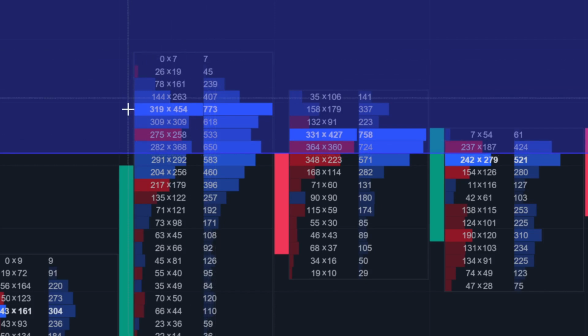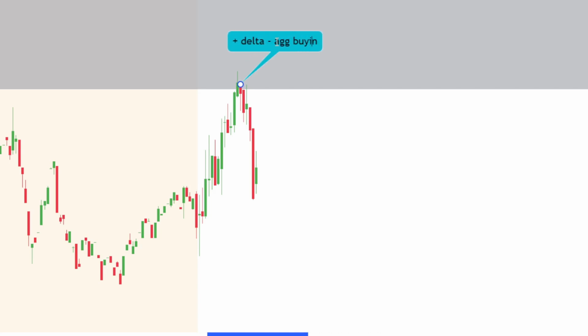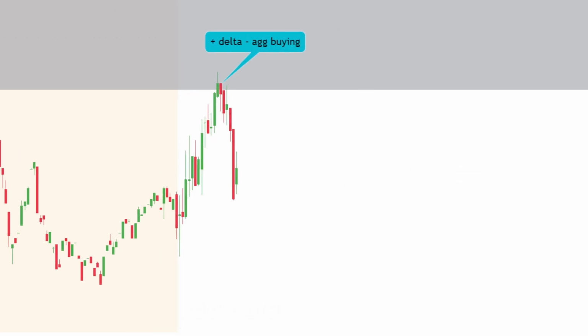So when we see lots of positive delta at this supply zone, what does that indicate? We see price aggressively buying into this zone. We see aggressive buyers over here, through the positive delta. The positive delta shows aggressive buying. I'll just write AGG for short. This is aggressive buying.